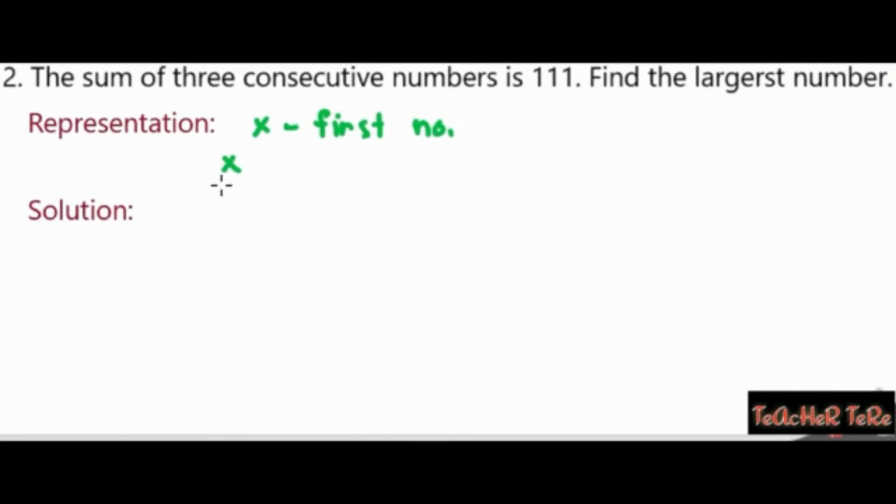So, let's solve this one. If this one is your first number, which is x, I'll add 1 to get the second number. And again, for the next number, you just have to add 1 again. So I have plus 1 and x plus 1 plus 1 is equal to x plus 2. This is your third number.